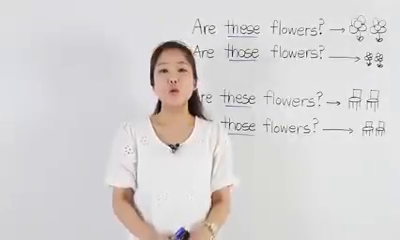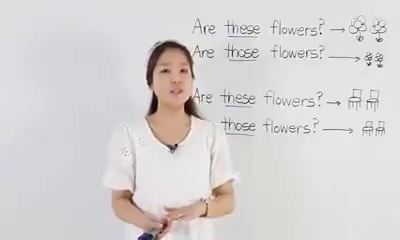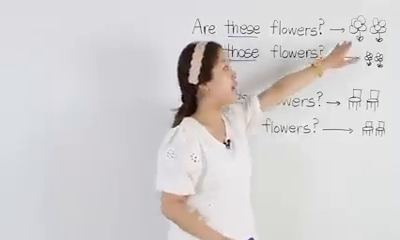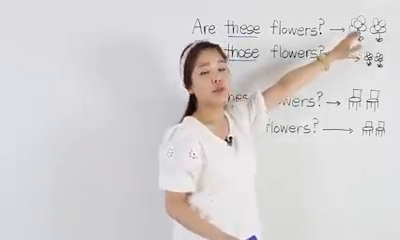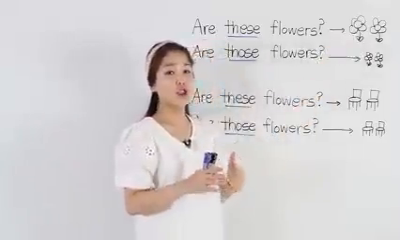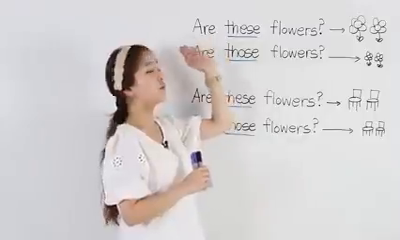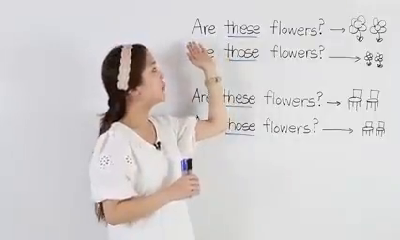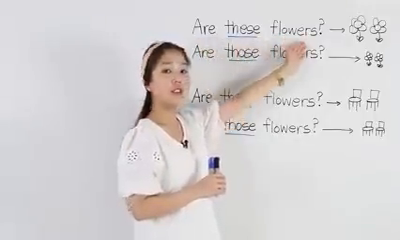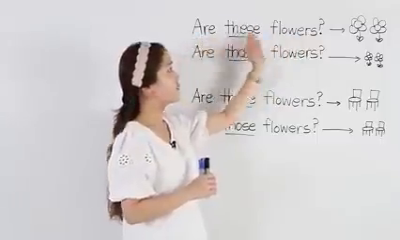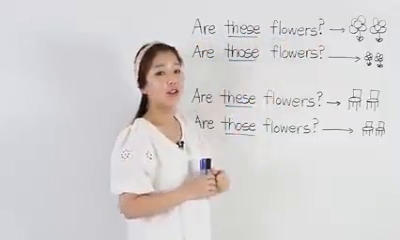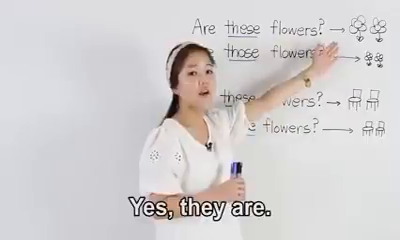Okay, now we're going to make some questions. We know these are flowers. When you want to make a question, you have to change these are and put the be verb first. So it becomes, are these flowers? Are these flowers? And the answer is yes, they are.